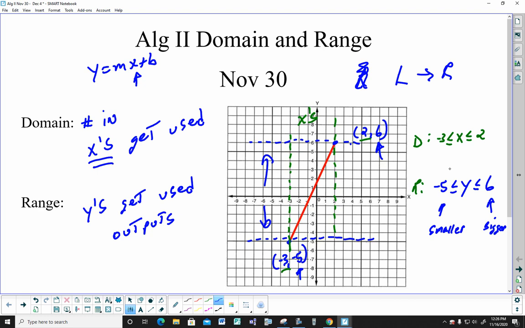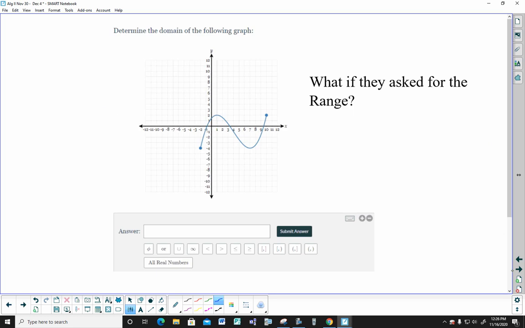Range is your y values, domain is your x values. And this is how you guys would write it. Okay? This is what it looks like in Delta Math. Domain is your x's.